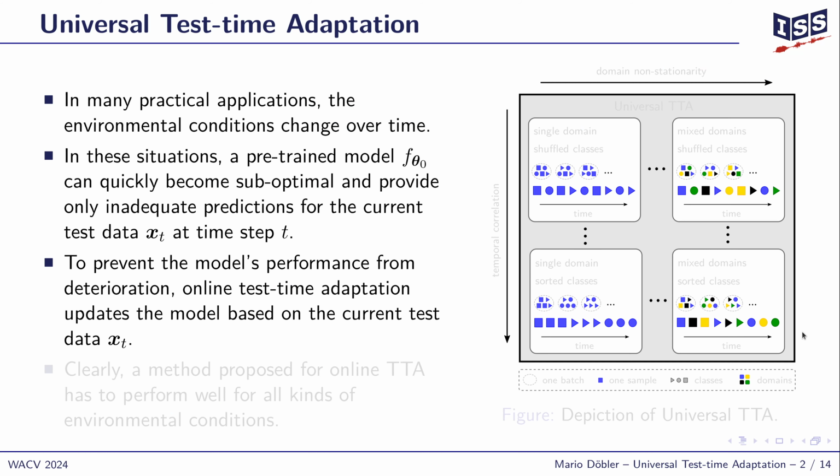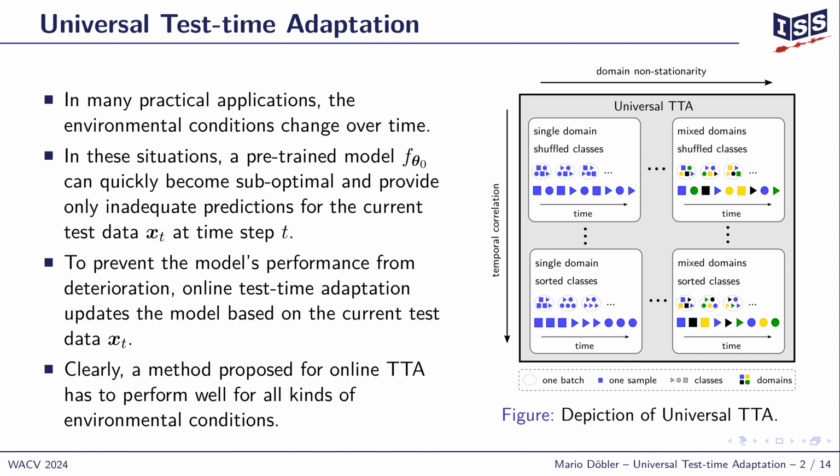So the goal of test time adaptation is that in cases where we have a deployed model and this model is subjected to changes in distribution, we use the current test data to adapt to these distributions. Since we don't know the nature of the possible distributions or the scenarios beforehand, a method proposed for test time adaptation has to work for all kinds of environmental conditions, which we denote as universal test time adaptation. Recent methods show that they fail in certain settings or distribution shifts.